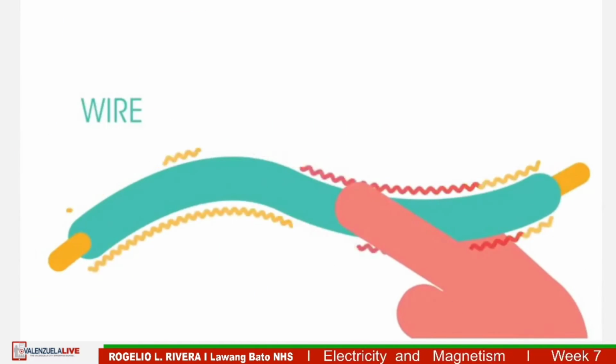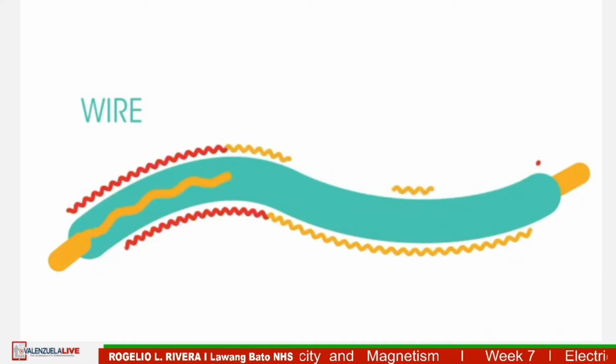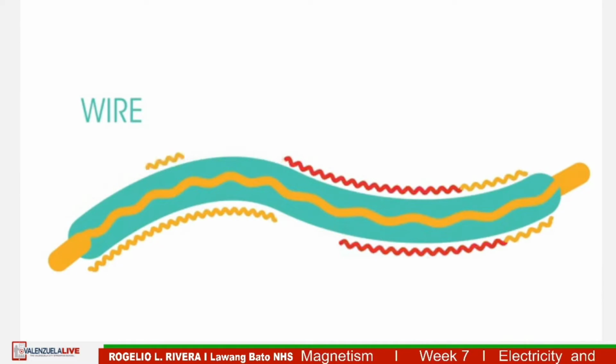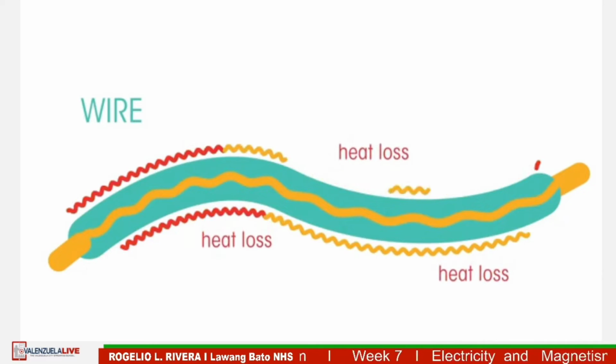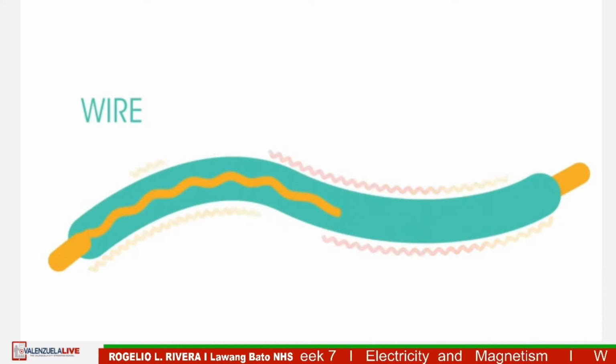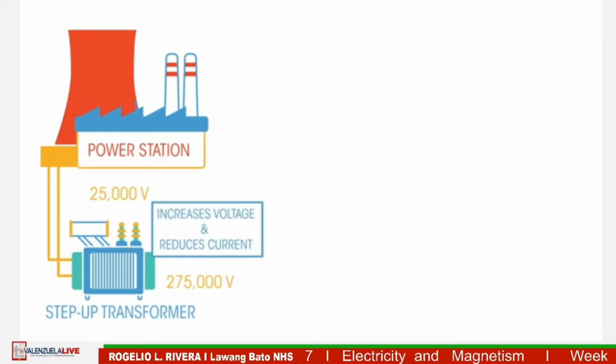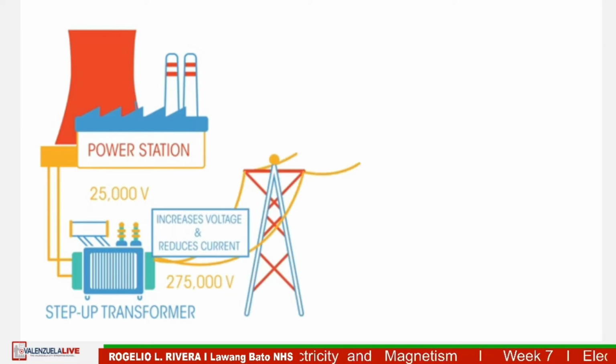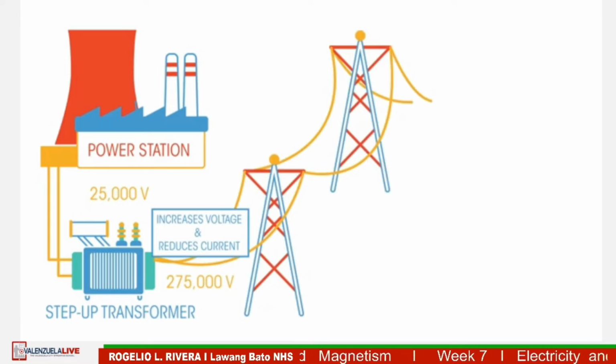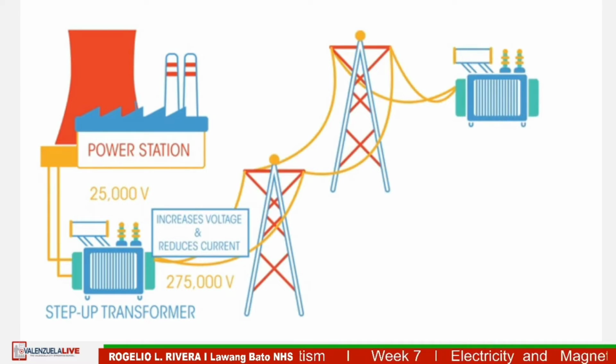Have you ever felt an electrical wire and noticed it gets hot? This is because some energy traveling through the wire is lost as heat. In order to lose as little energy as possible, transformers are used. When the electricity leaves the power station, it passes through a step-up transformer. A step-up transformer increases the voltage and reduces the current. Reducing the current makes the transfer of electricity more efficient, as less energy is lost as heat.